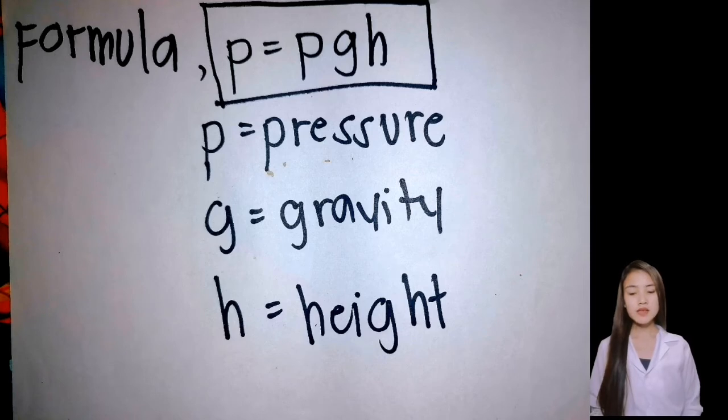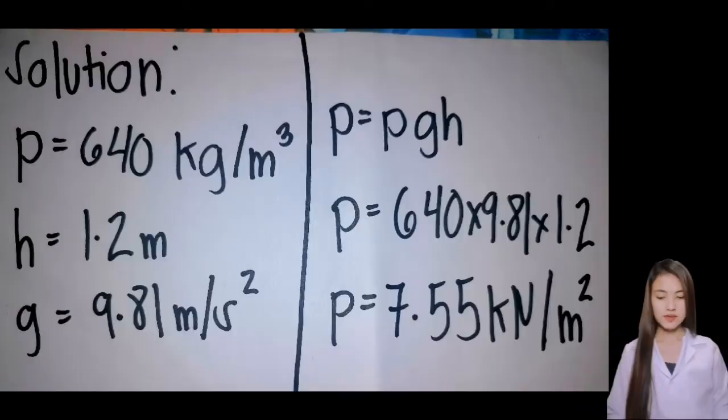So, ang gagamitin nating formula is P is equal to ρgh. So, ang ating P is for pressure, and g is gravity, and h is height. So for the next, substitute. So, ang ating density is 640 kg per cubic meter and then height is 1.2 meter and ating gravity is 9.81 meter per square second.